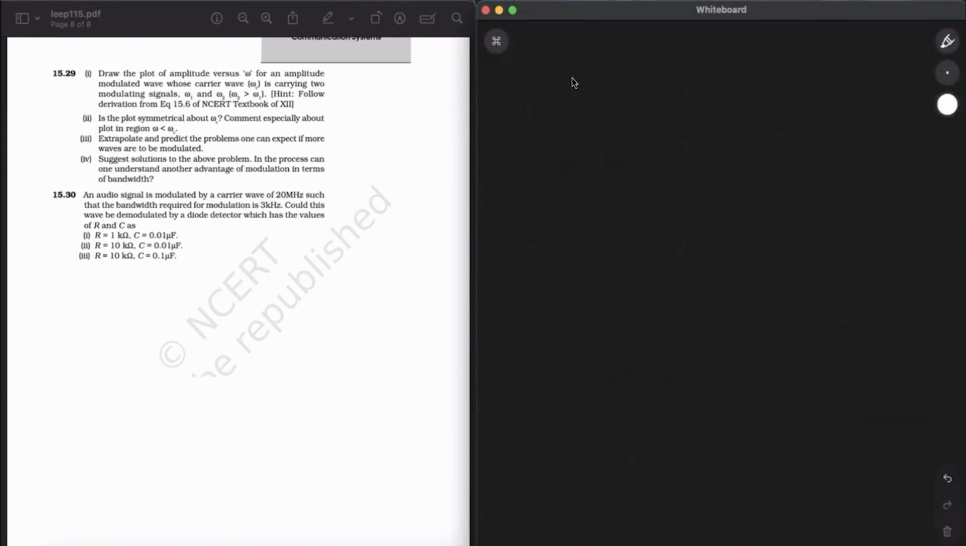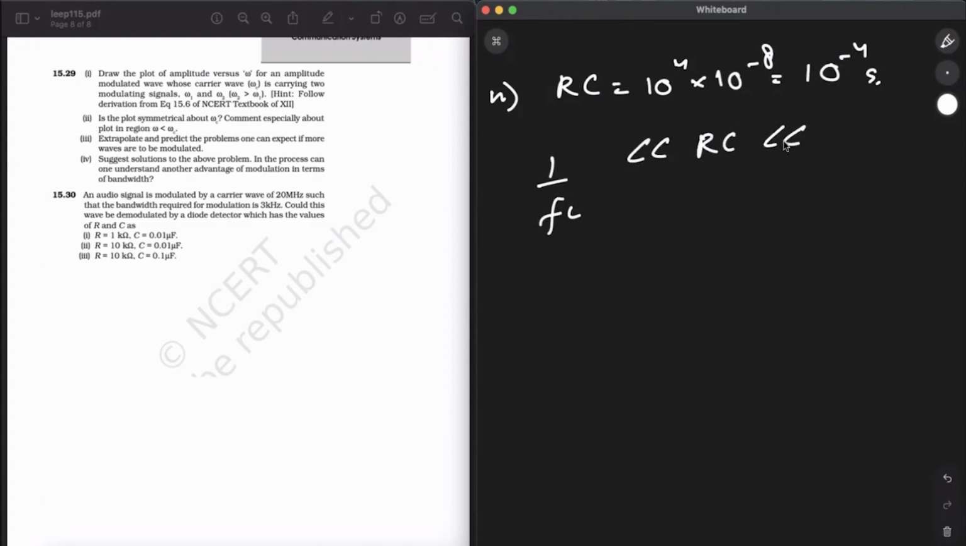Now moving on to the next one. In the next one, question number second, RC is equal to 10 to the power of 4 into 10 to the power of minus 8. So that will go to 10 to the power of minus 4 seconds. Here, 1 upon FC will be much less than RC, much less than 1 upon FM. So this can be demodulated.